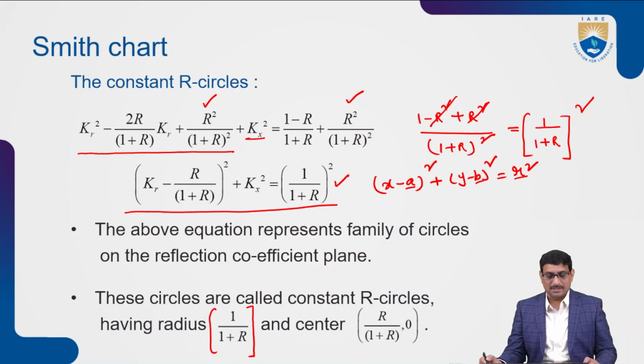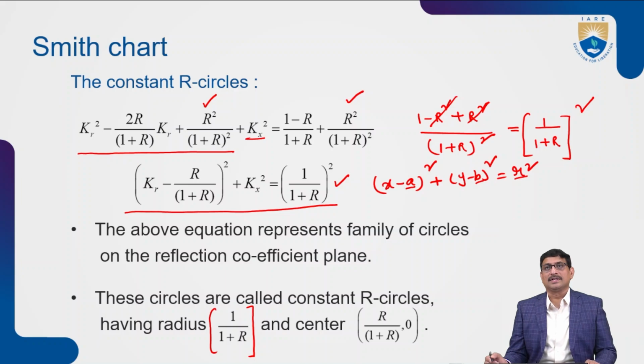So the first equation, if I add r divided by 1 plus r whole square on both sides of that equation and simplify, it looks like a standard circle equation form, whose center is at r divided by 1 plus r comma 0, and having the radius of 1 divided by 1 plus r. Now, r is nothing but the real part of the normalized terminating impedance, which takes positive values from 0 to infinity.